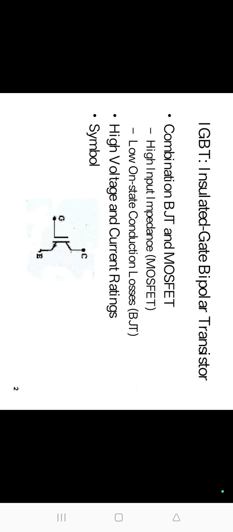Now I am explaining about inverters. First of all, we have to see about IGBT. IGBT is the insulated gate bipolar transistor. It is obtained by combining the properties of BJT and MOSFET.